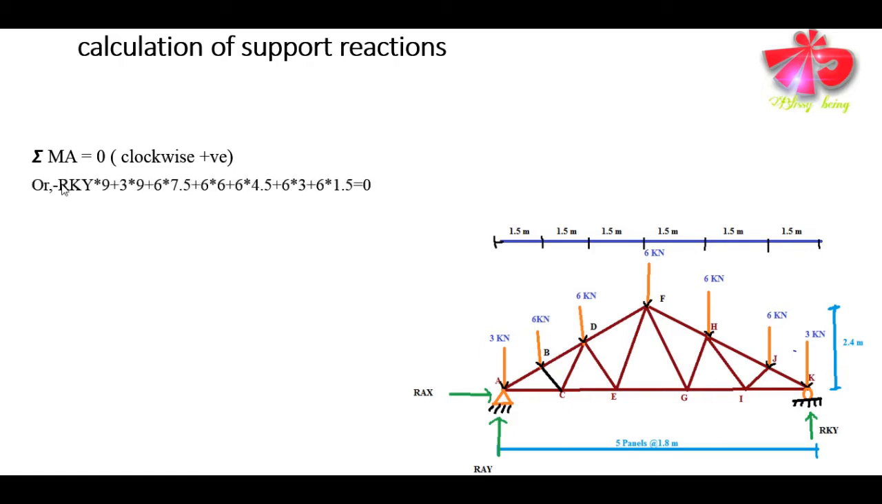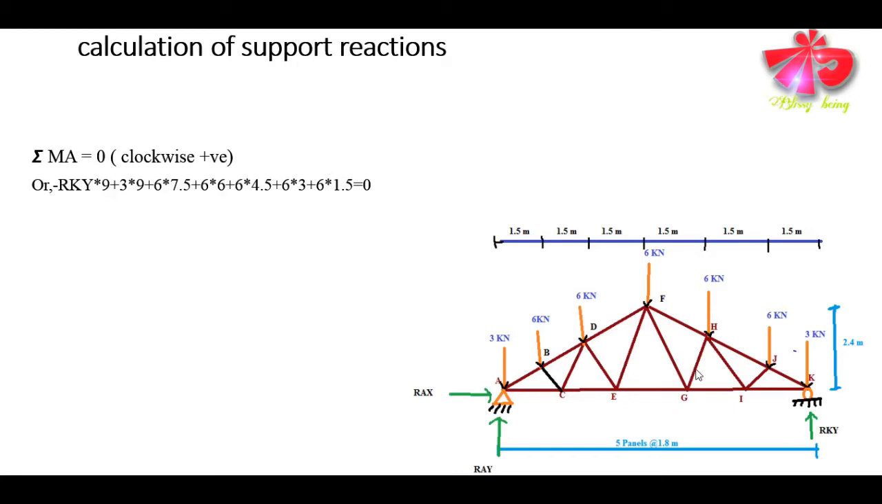So we can write minus RKY into 9, as 9 is the total distance AK. In the figure, AK is given as 9, plus 3 into 9, since 3 is also acting downward at joint K, so it is again giving a clockwise moment, plus 6 into 7.5.